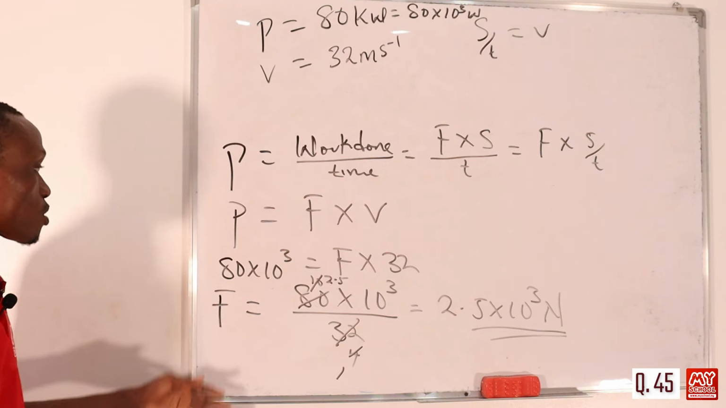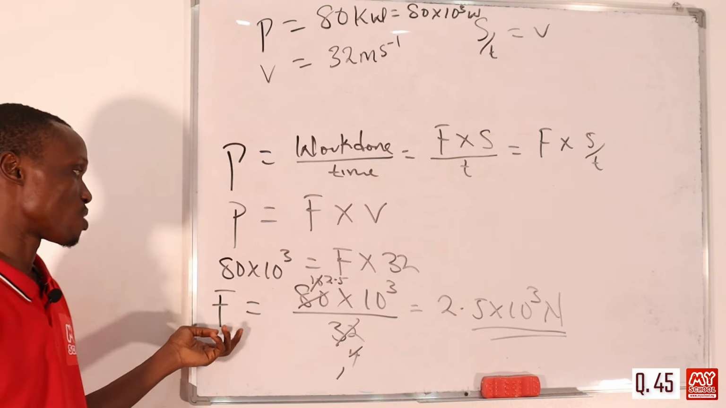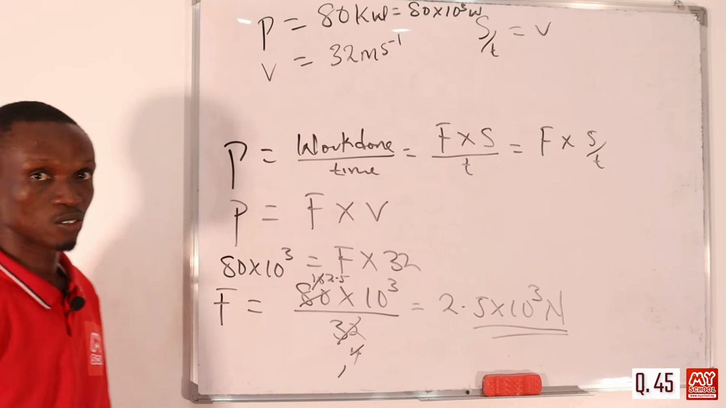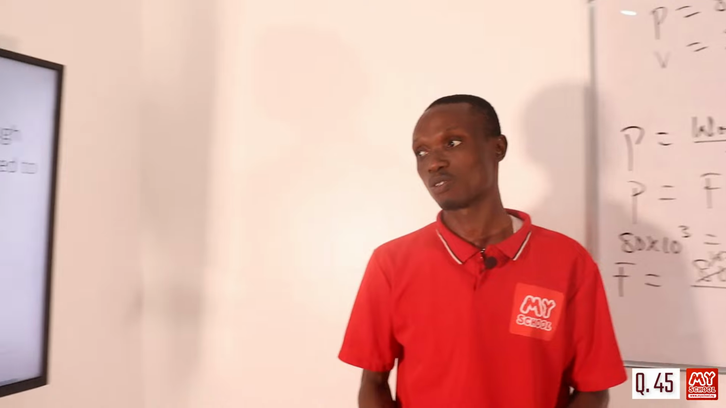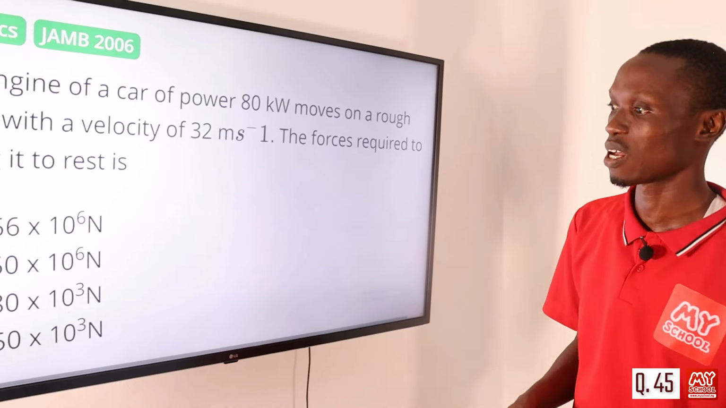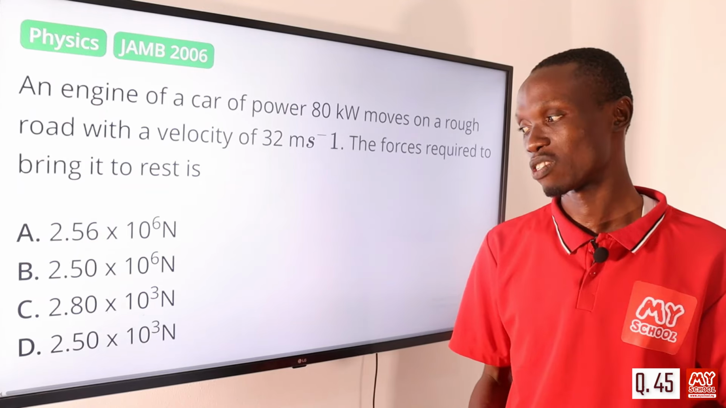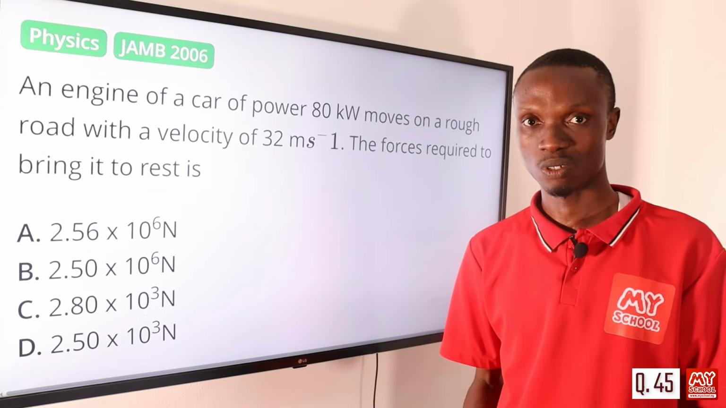So the force required to bring the car to rest is equal to 2.5 times 10 raised to power 3 Newton. So let's return back to the screen to pick the correct answer to this question, and that is option D, 2.50 times 10 raised to power 3 Newton.